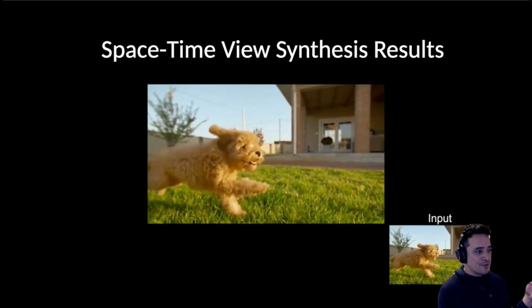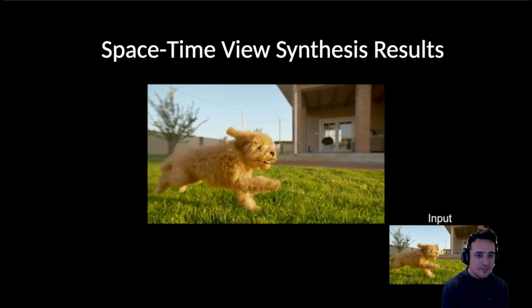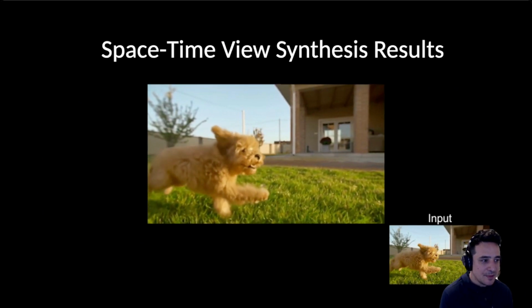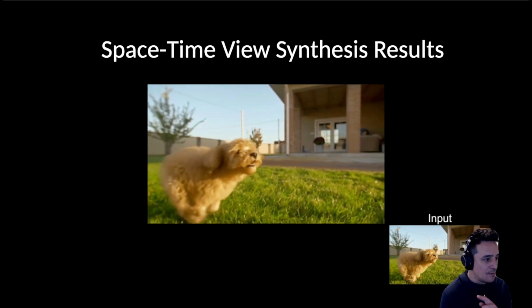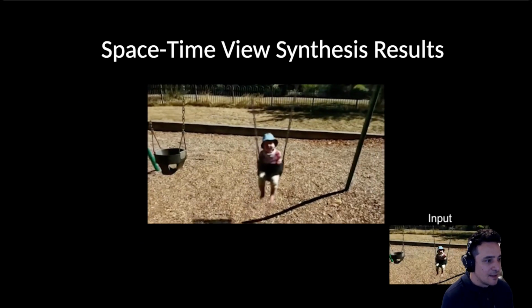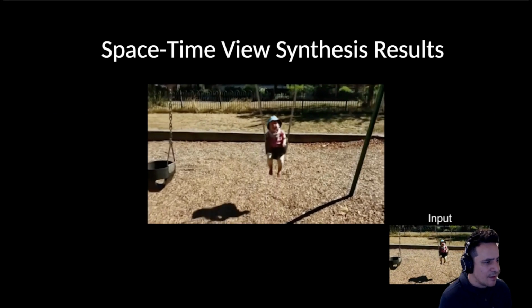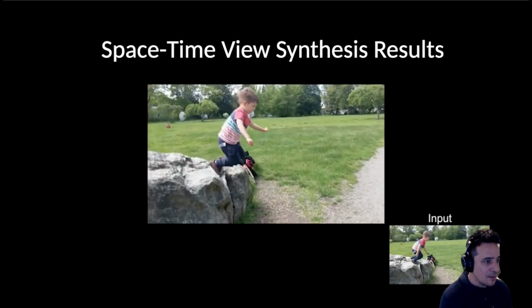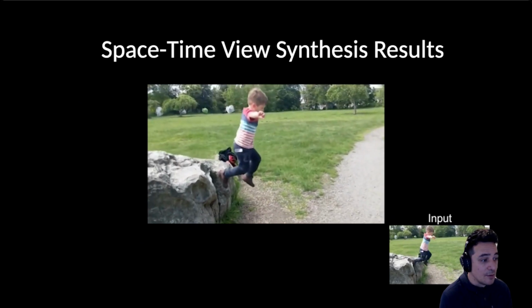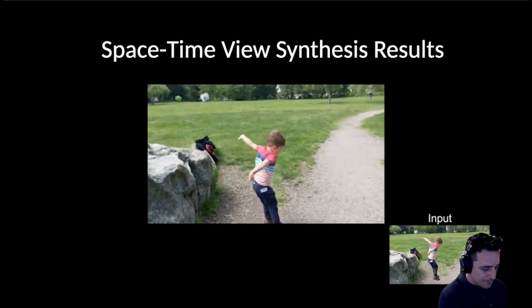Okay, so that's how the method works. Let's look at some results. All of these examples are computed from a single video shown on the bottom right. And you can see that these are pretty challenging cases. We have thin objects and lots of motion. We don't have a lot of input frames, but the method still is pretty robust at reconstructing these dynamic scenes.